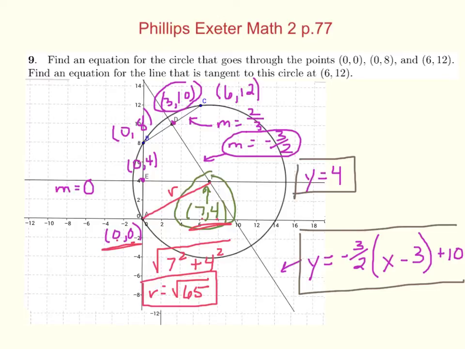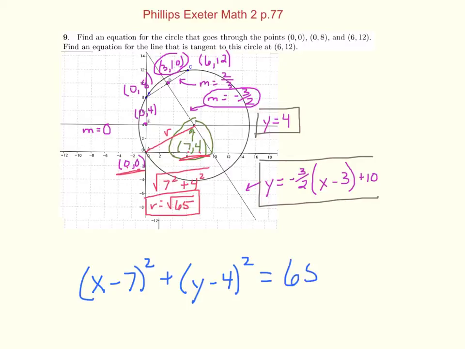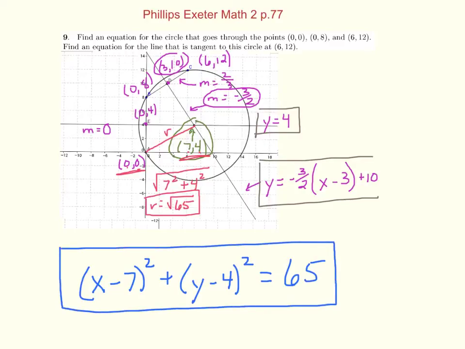Let's finish it by finding our total equation. So how would I write that equation for that circle? x minus 7 squared, plus y minus 4 quantity squared equals 65. Because square root 65 squared, right? Radius squared. And there is our equation of our circle.